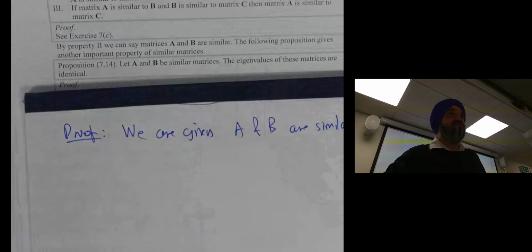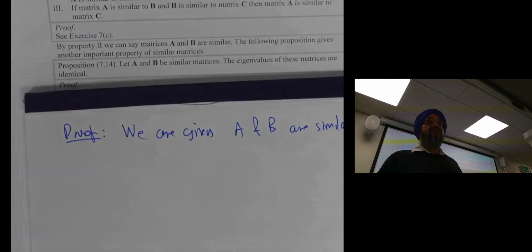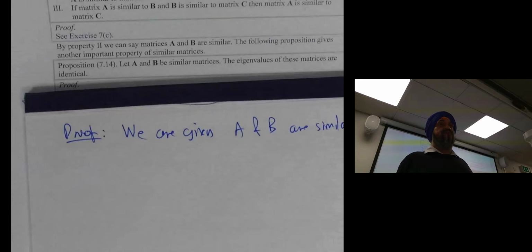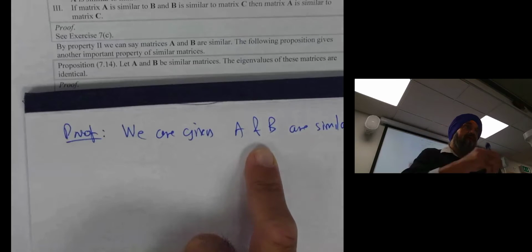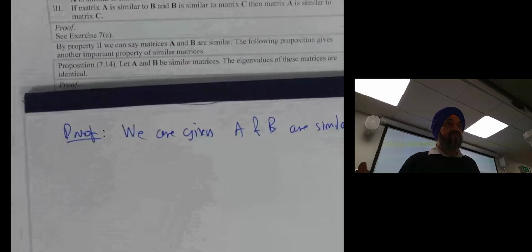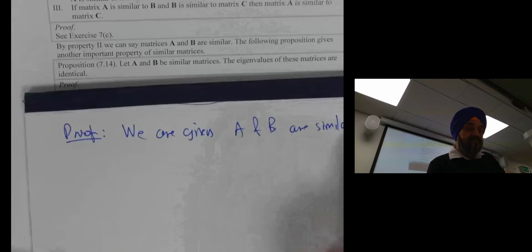But one thing we know is that what this is saying is that they've got the same eigenvalues. That's good. For a start, the determinant is the same then. So we're given that A and B are similar, and we want to show they've got the same eigenvalues. We want to show this for any matrix, not just one particular one. So if A and B are similar, what does that mean?